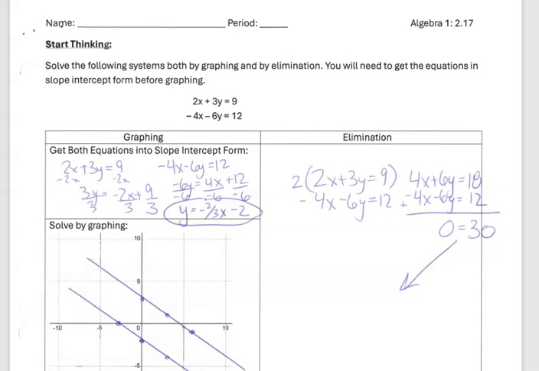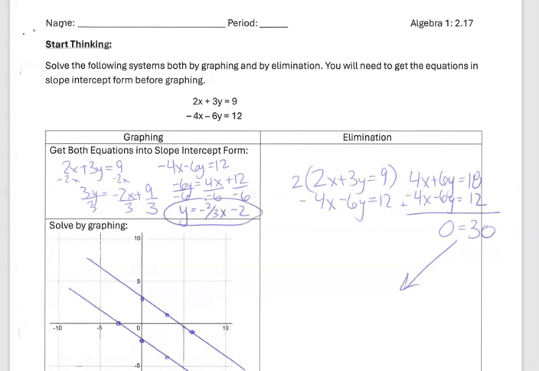Alrighty, let's go ahead and go over the content from 2.17. The start thinking part says that you have these two different equations. What I'm looking for you to do is solve by graphing. And after you solve by graphing, you'll be able to figure out what the solution is, and then you're going to solve by elimination.